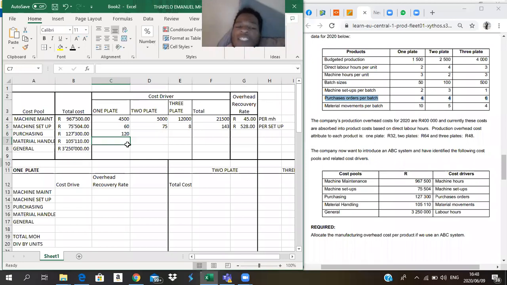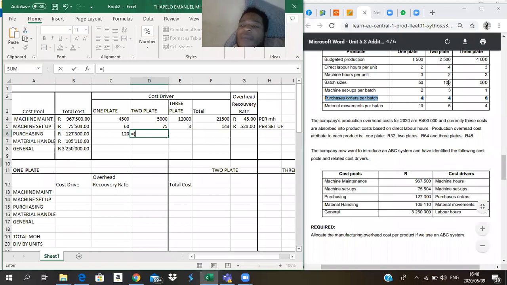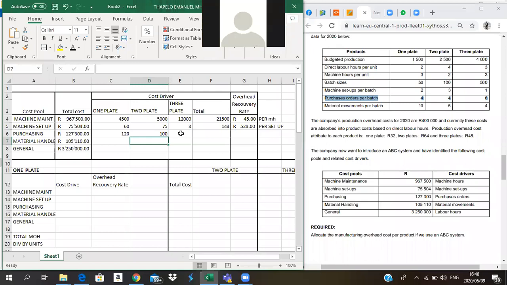I get the 120. Then I go to my two plate. I say it equals, I open my bracket. I need to get my number of batches, it's going to be the 2.5 divide by the 100, times this four of the number of orders there. So I have 2,500, I divide by the 100. Then I close the bracket and I multiply by the four orders per batch to get an amount of 100. I do the same with three plate.